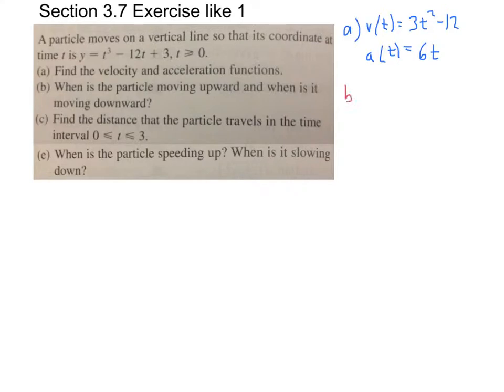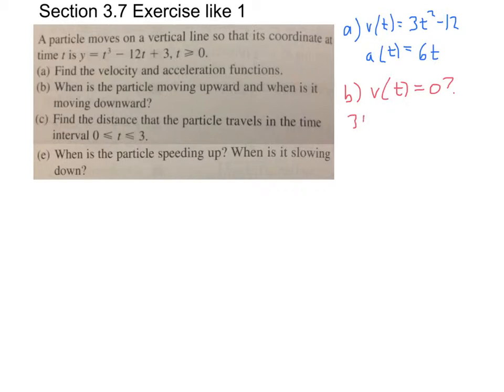Part B, when is the particle moving upward and when is it moving downward? Any question that asks us when a particle is moving in a certain direction, the first thing that we always want to do is figure out when velocity is equal to 0, because on either side of 0 it's going to be going in a certain direction. It's easy to pick out the time intervals when we know when velocity is 0.